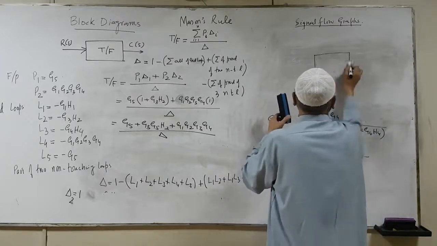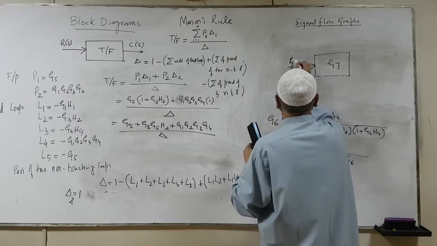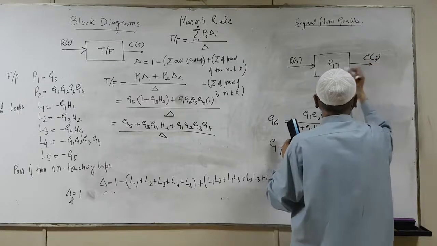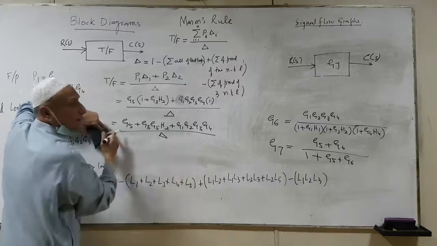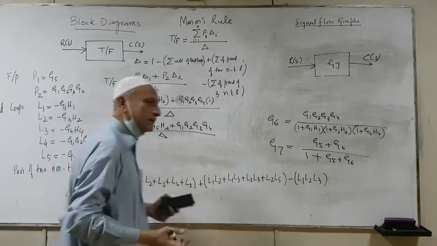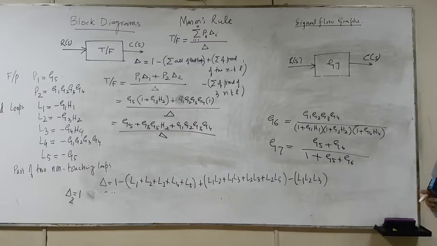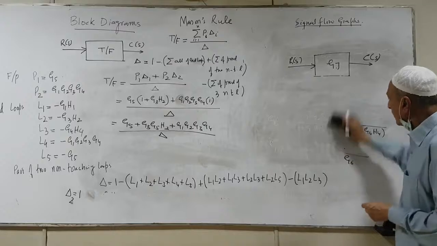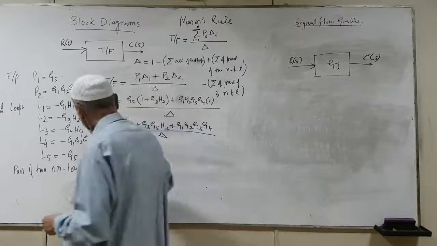This is G7, and we have R(s) on one side and C(s) on the other side, and G7 will be the same as this entire expression. So whichever is easier, but anyhow Mason's rule is much more powerful. It can deal with any of the functions. So this ends up, but anyhow to end the lecture, let's have something else.